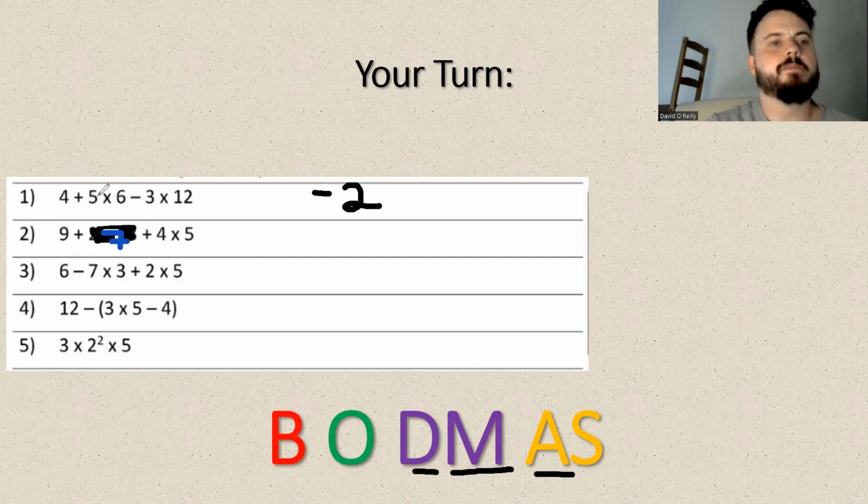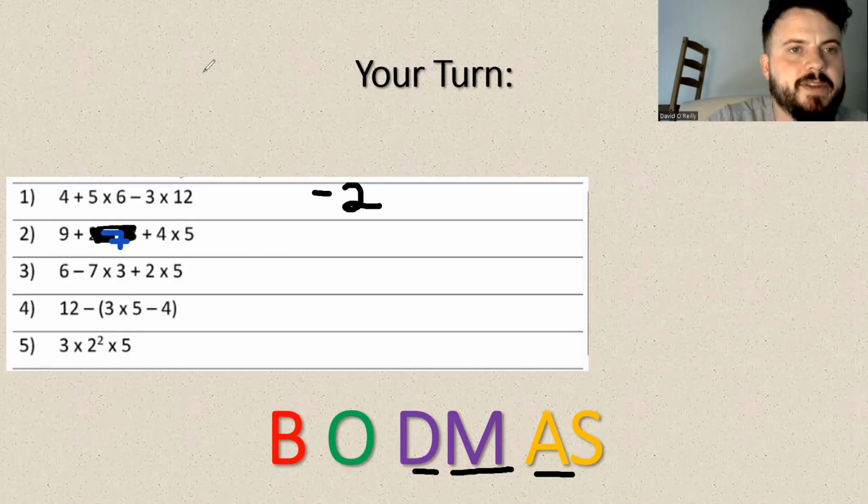All right. So now we've got 9 plus 7 plus 4 times 5. Remember, we don't do the addition yet. We've still got another multiplication to do. So 4 multiplied by 5. And what's the answer to that? Of course, it's 20. So let's cover that up.